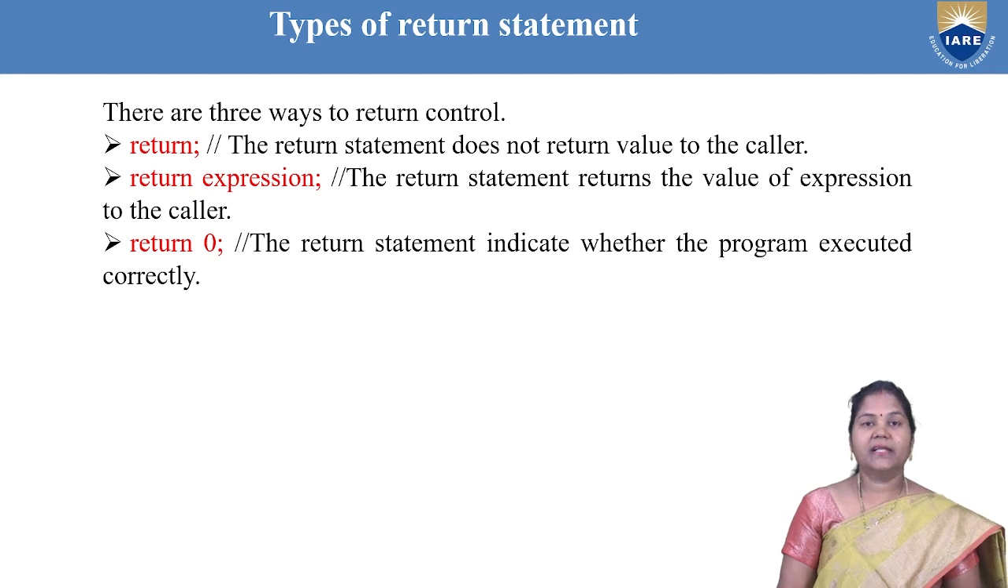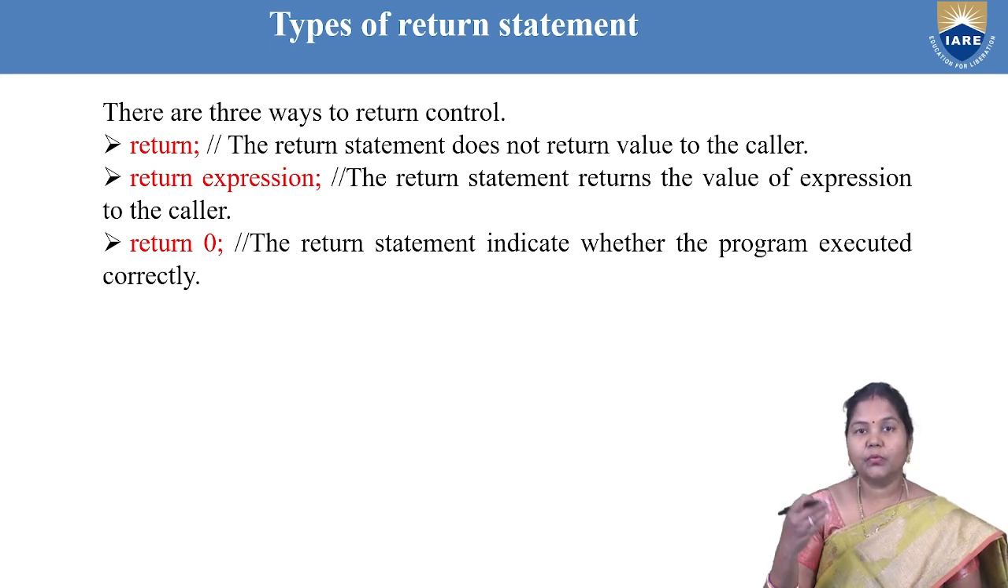Then coming to the types of return statement, there are three ways to return the control to the calling function. The first one is writing the simple return. The simple return doesn't return any value to the caller, but simply control goes to the caller. Then you can write return with some expression. This return statement returns the value of the expression to the caller. And the third type, you can write return 0. This type of return statement indicates that the program executed correctly and nothing is there to return. So only 0 is written, which indicates that it has executed successfully.